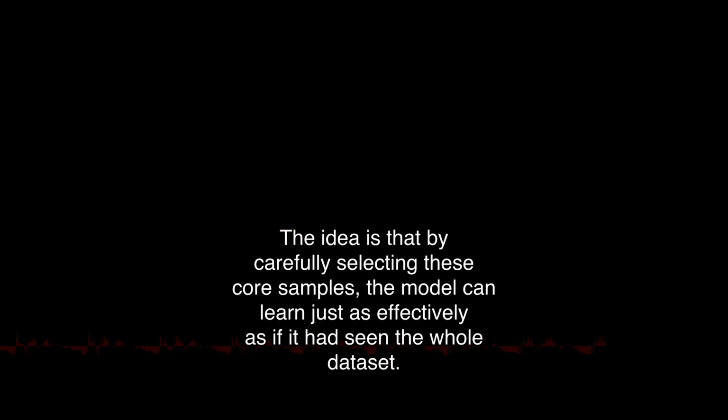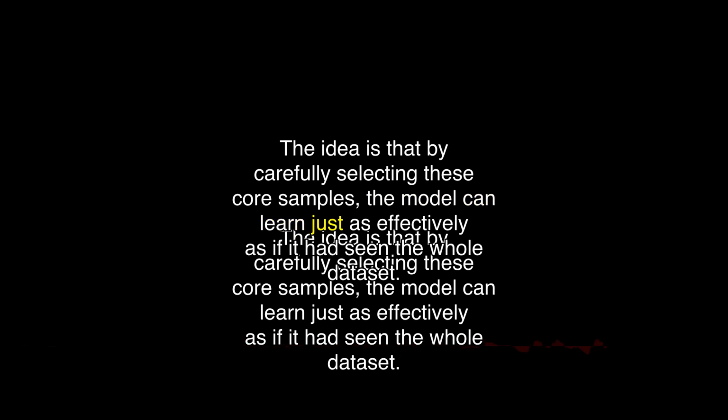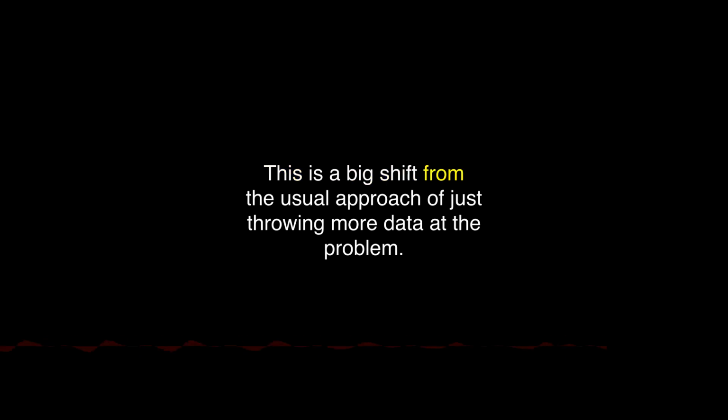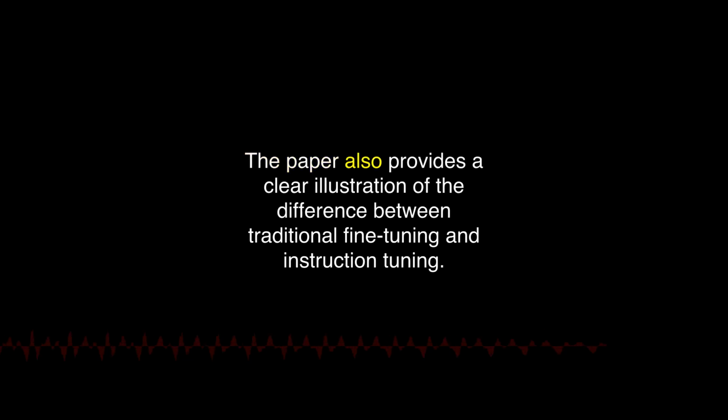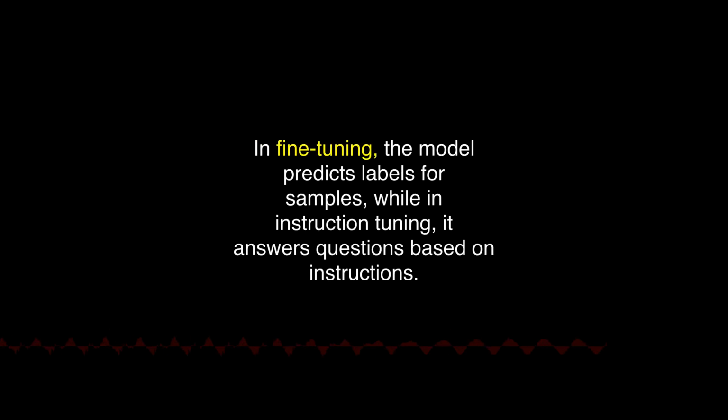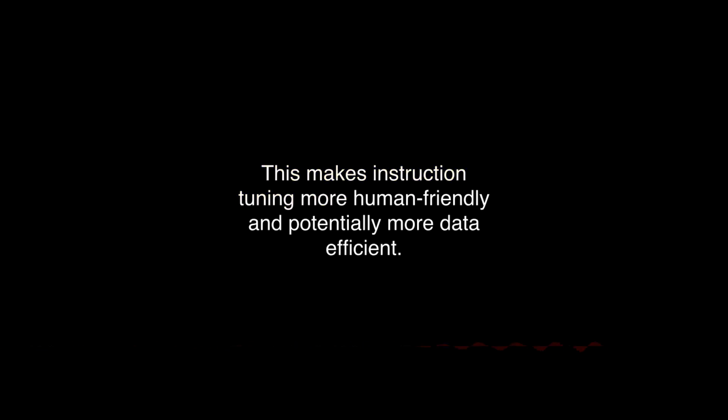Exactly. The idea is that by carefully selecting these core samples, the model can learn just as effectively as if it had seen the whole dataset. This is a big shift from the usual approach of just throwing more data at the problem. The paper also provides a clear illustration of the difference between traditional fine-tuning and instruction tuning. In fine-tuning, the model predicts labels for samples, while in instruction tuning, it answers questions based on instructions. This makes instruction tuning more human-friendly and potentially more data-efficient.